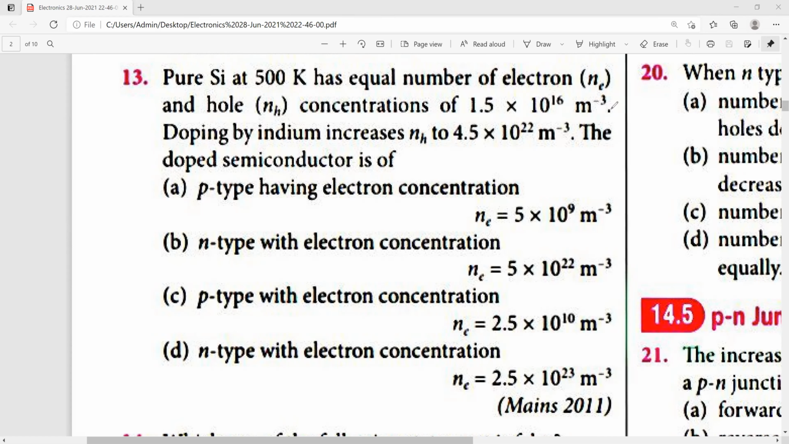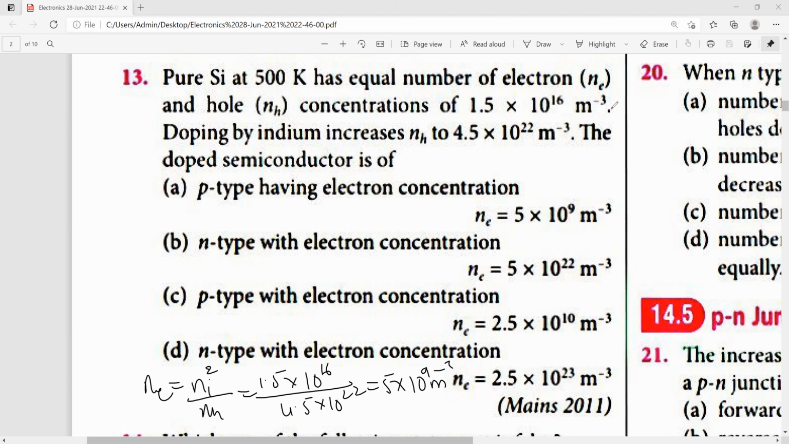So n_e is equal to n_i squared divided by n_h. That equals (1.5 × 10^16) squared divided by 4.5 × 10^22. After simplification, we get 5 × 10^9 per meter cube. So for the 13th one, the first option is the right answer.